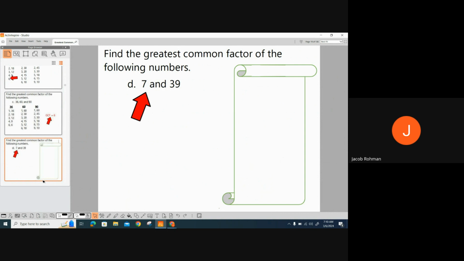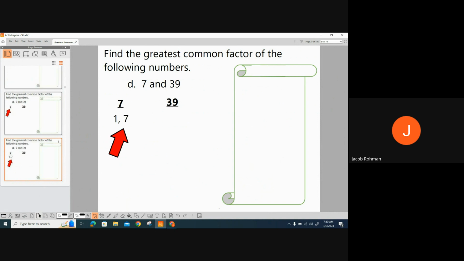Next, the factors of 7 and 39. 7 just has factors of 1 and 7, so 1 and itself. And the same with 39, so it has 1 and 39. So here the greatest common factor is 1.